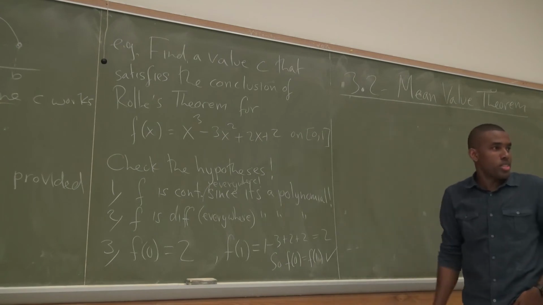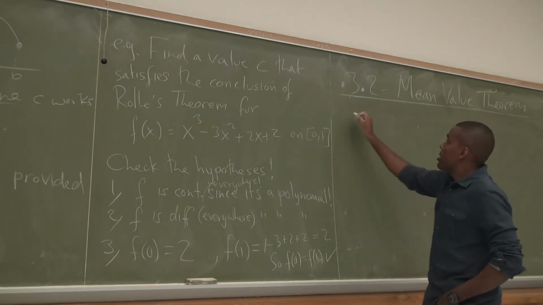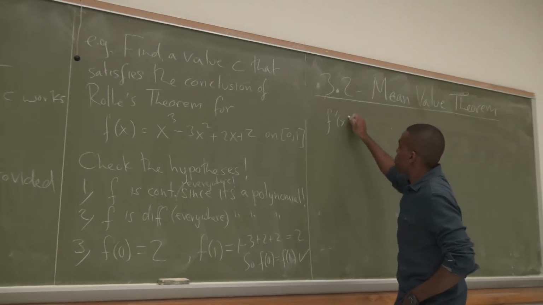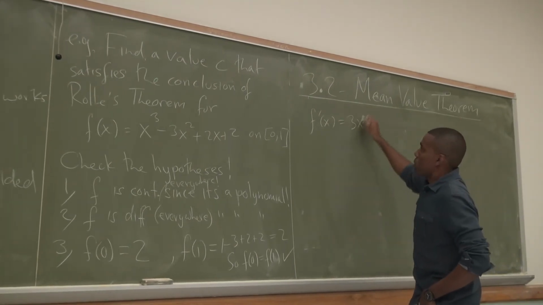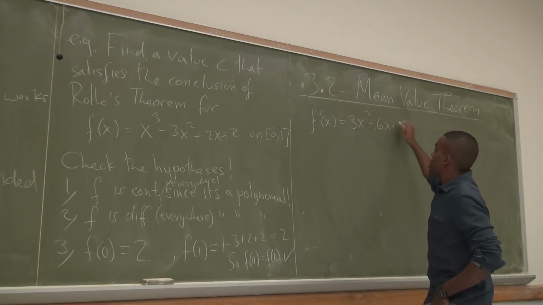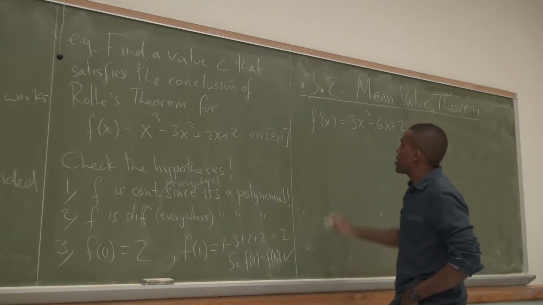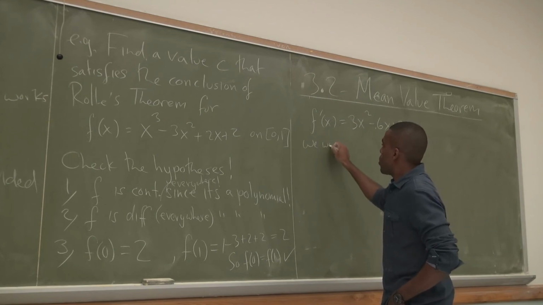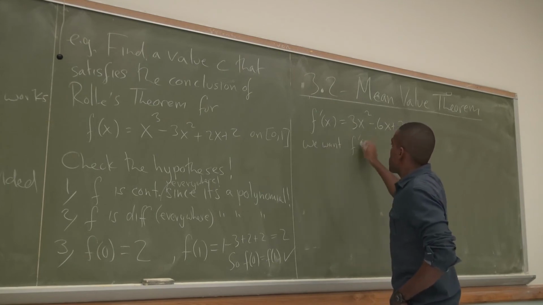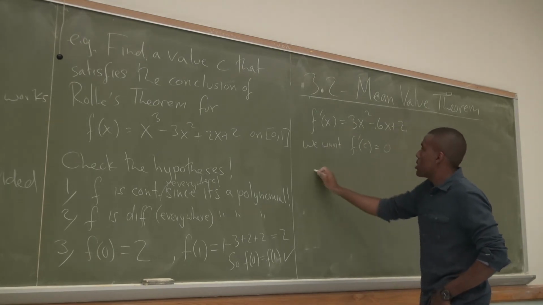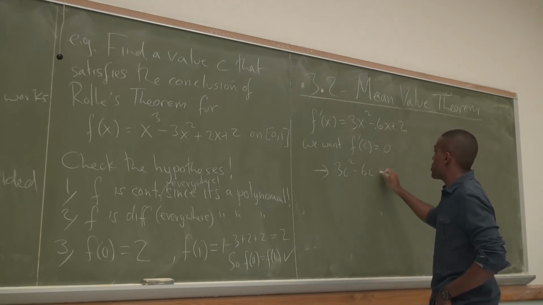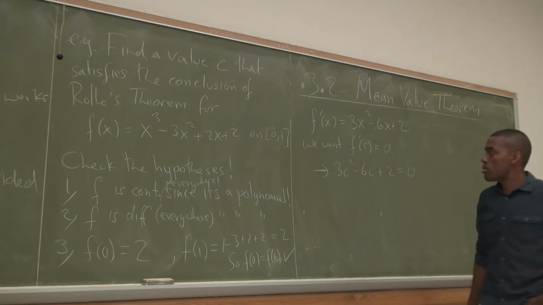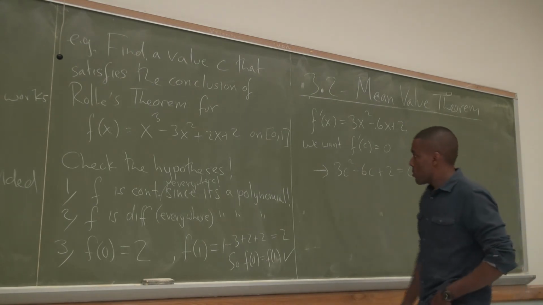Find the derivative, set it equal to 0, and solve for the value, right? Now f prime of x would be equal to what? 3x squared minus 6x plus 2. We want f prime of c equals 0. This means I want to find the value where 3c squared minus 6c plus 2 equals 0. Can I solve for that?